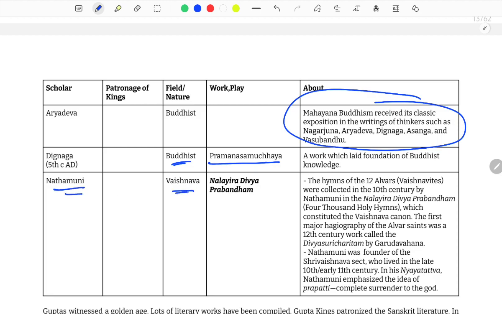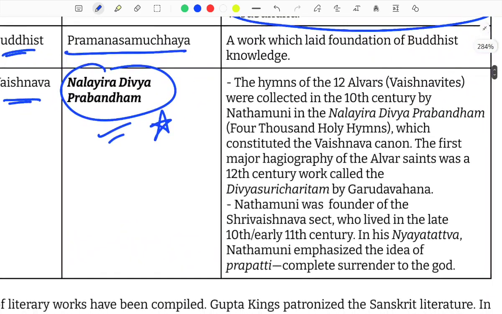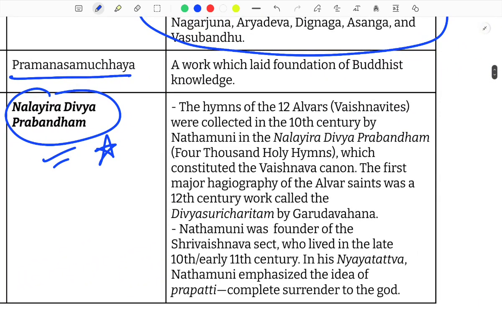Nath Muni, he was a Vaishnava. Nalayira Divya Prabandham, prominent work. We have seen 2-3 questions UPSC asked on this particular text. The hymns of the 12 Alvars, Vaishnavites, were collected in the 10th century by Nath Muni in Nalayira Divya Prabandham. We have covered this, which constituted the Vaishnava canon.